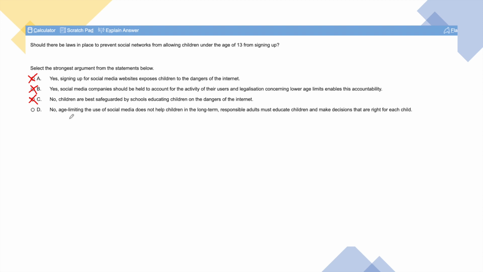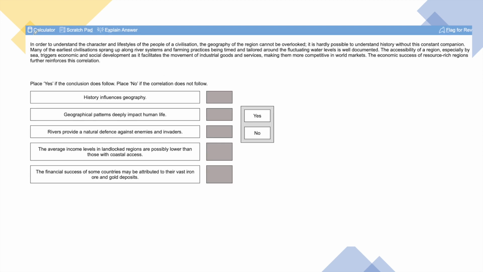If parents are making these decisions and telling children they're not allowed to sign up, then they'll understand why. Parents can help them understand why and talk them through it. So I think this is a pretty good answer. This is basically a long paragraph. Let's just go to the statements.